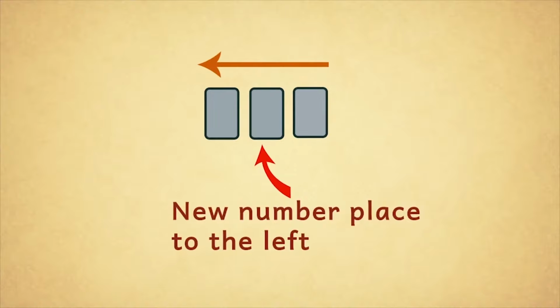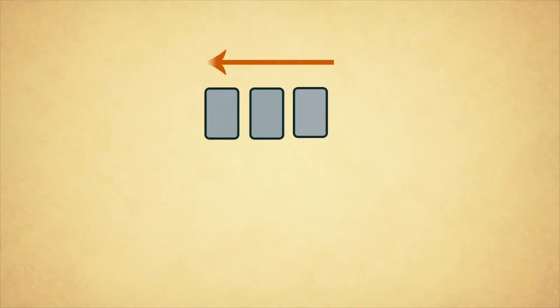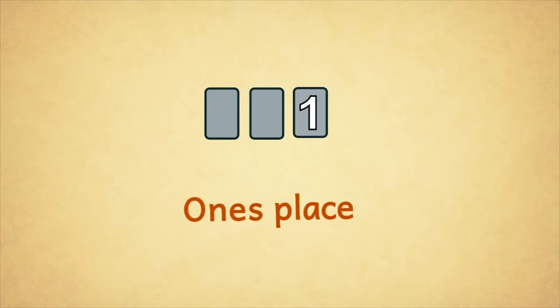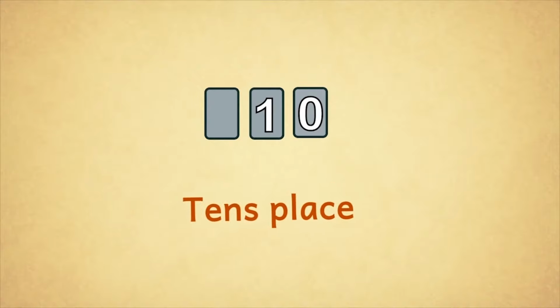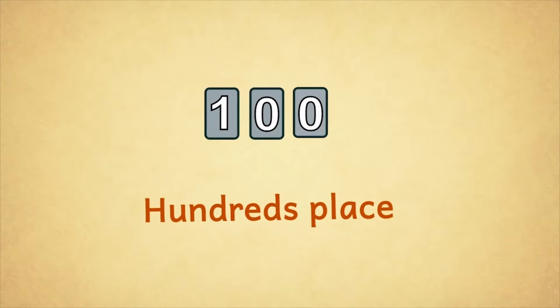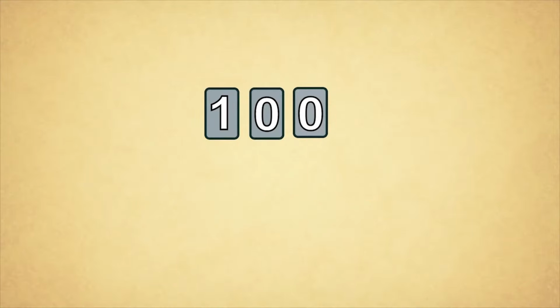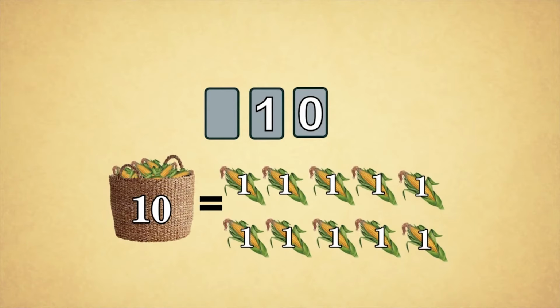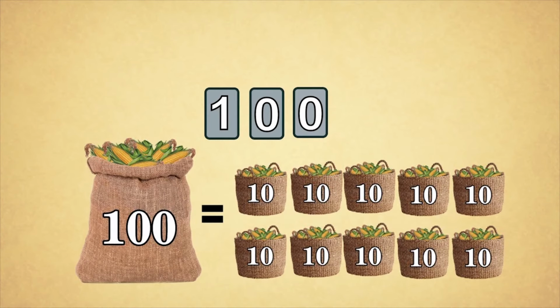Have you also noticed that we always add a new number place to the left? Place numbers are always arranged in this order. So, we had the ones place, then the tens place, and now the hundreds place. Yes, I did. And I also noticed that the new number place is 10 times bigger than the previous number place. Yes, the tens place is 10 times bigger than the ones place, while the hundreds place is 10 times bigger than the tens place.